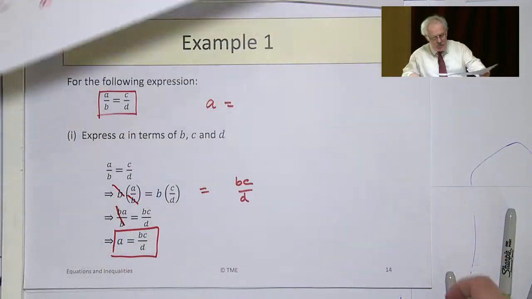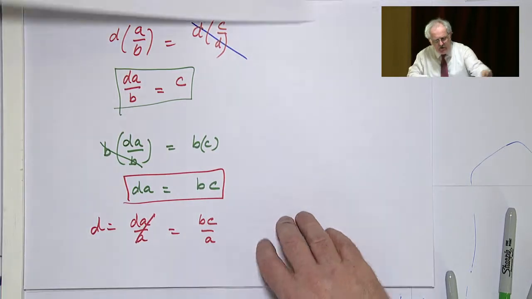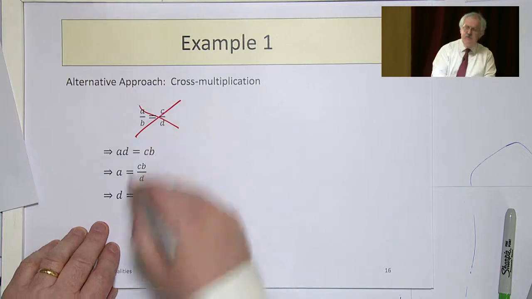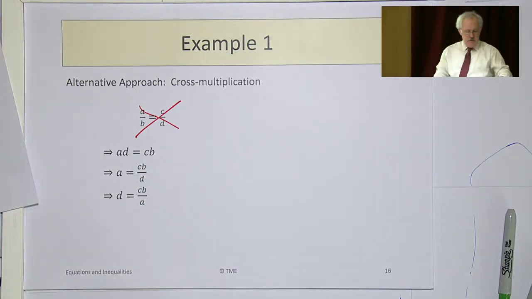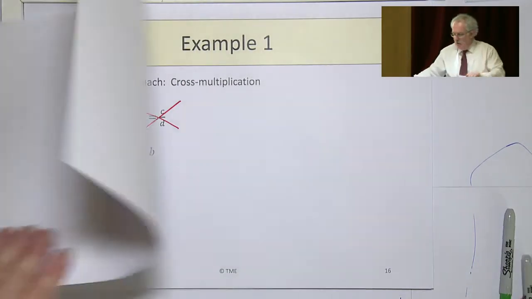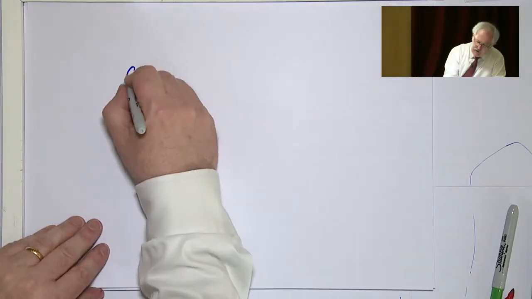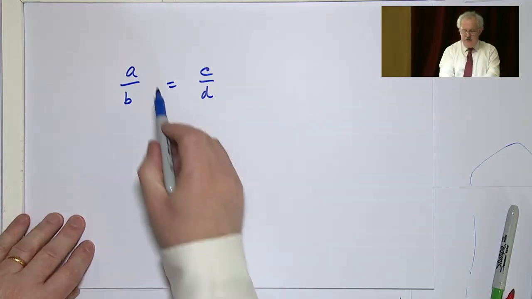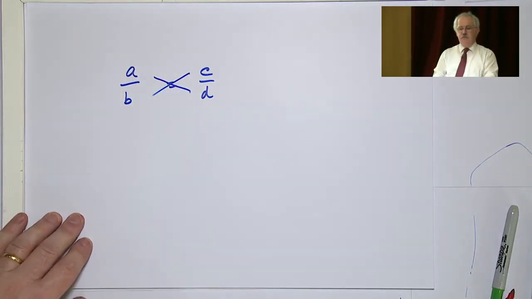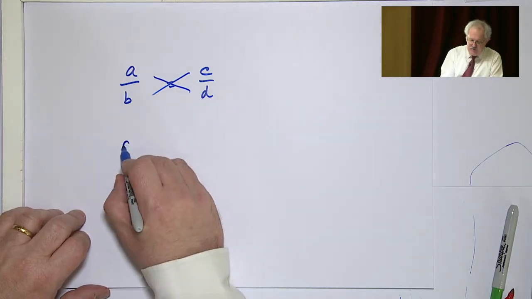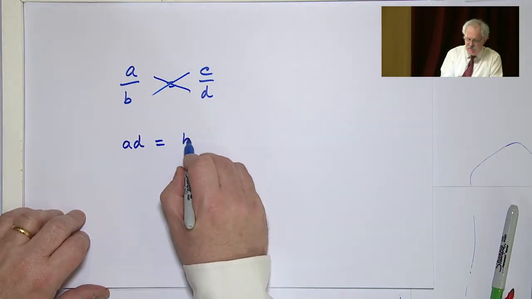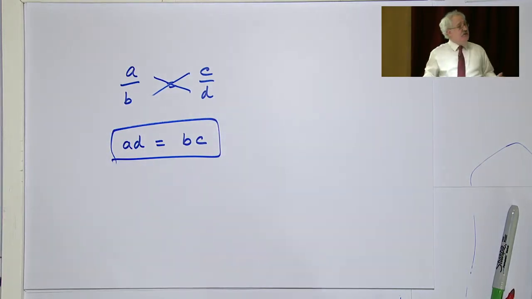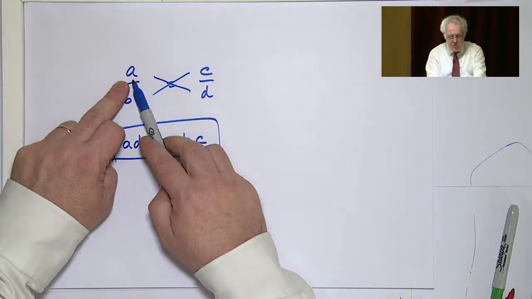Now, there is an alternative approach you would have learned, called the cross multiplication method. If you have A over B is equal to C over D, somebody says that you can do this crisscross. You can say top by the bottom on this side, AD is equal to BC. Seen that rule before?